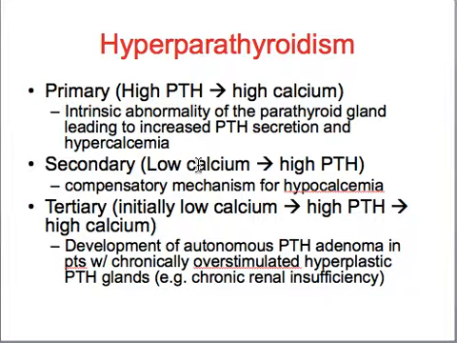So what are those disease conditions? Usually, chronic kidney disease. In chronic kidney disease, you have low calcium stimulating your parathyroid gland to secrete more PTH. This is a compensatory mechanism for hypocalcemia. Now, in long-standing cases of that low calcium, let's say in chronic kidney disease, you have initially low calcium causing elevated PTH.